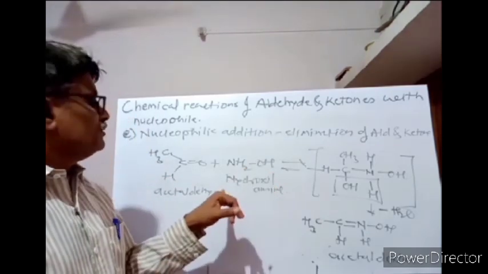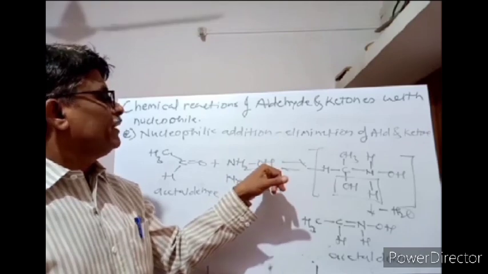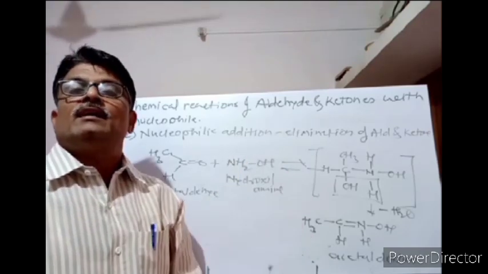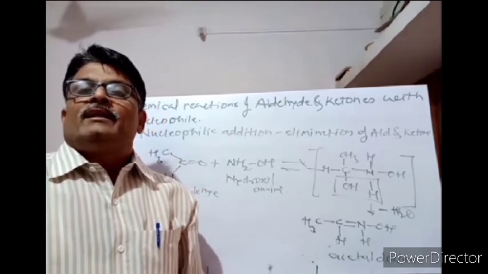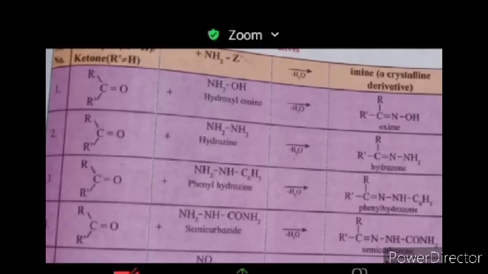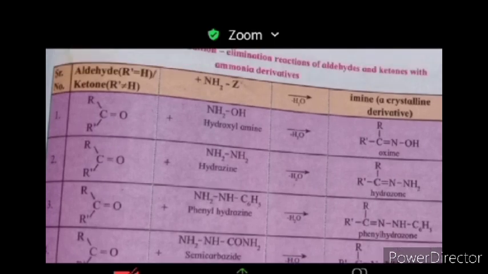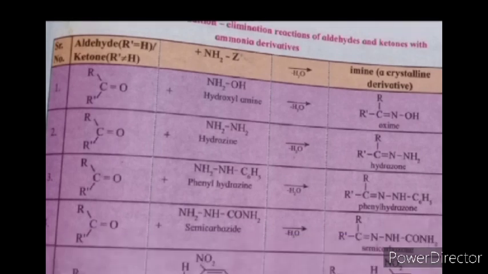This Z, if Z is OH, we will see the ammonia derivative. Different ammonia derivative reactions are given in our book in this table. As we see, here is hydroxylamine, as we saw in the earlier reaction. Then hydrazine reacts with aldehyde or ketone. If R dash is H, it is an aldehyde. If R dash is an alkyl group, then it is a ketone.